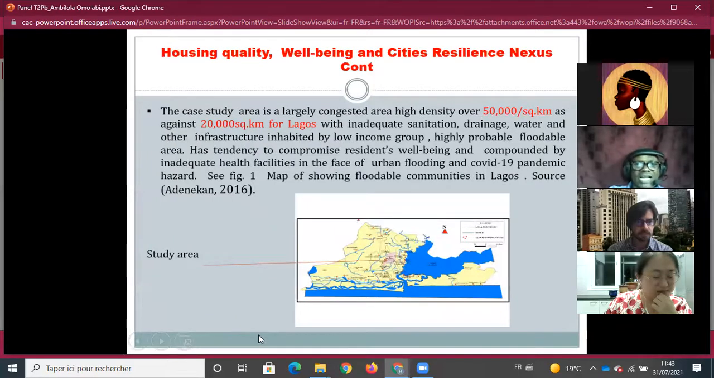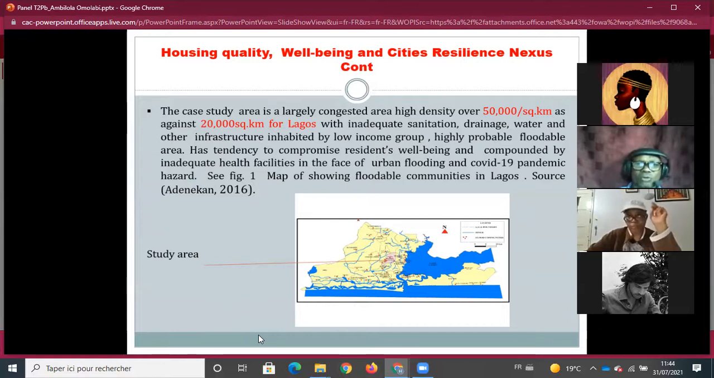Yeah, that's the study area. One thing that we need to know is that the density of this study area is 50,000 per square kilometer, whereas the average density for other neighborhoods in Lagos is about 20,000. So that means having that crowded environment, lacking in infrastructure, has actually compromised the health of the people, and made the area vulnerable to this pandemic, and disaster in terms of urban flooding. Next slide, please.